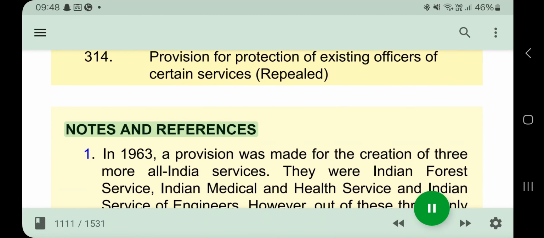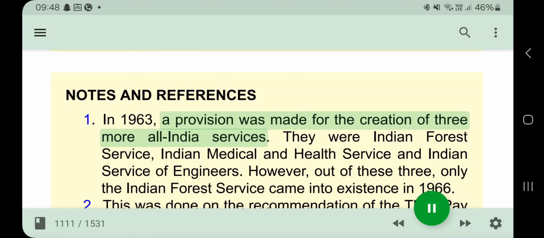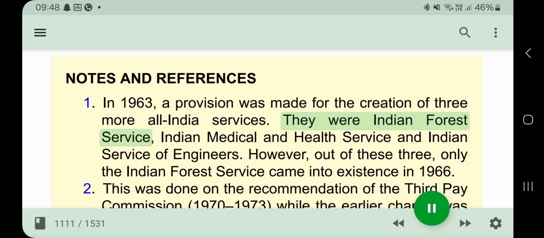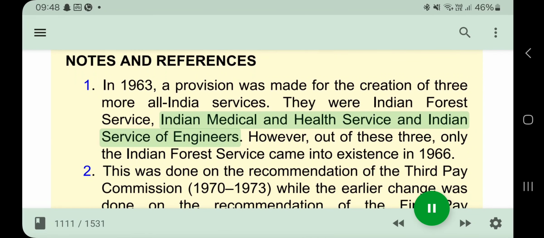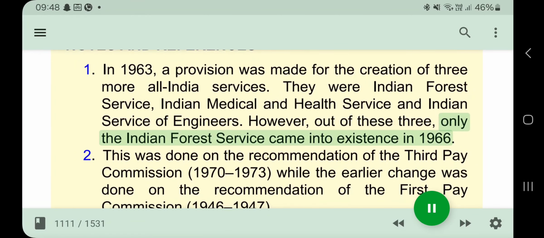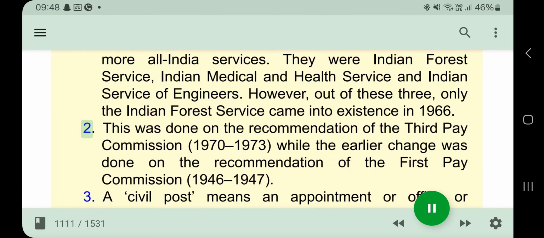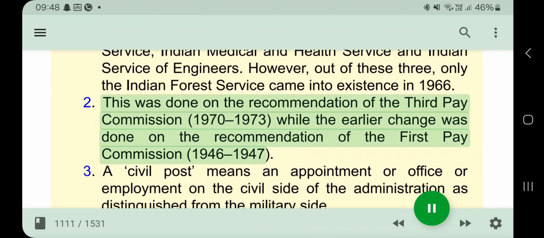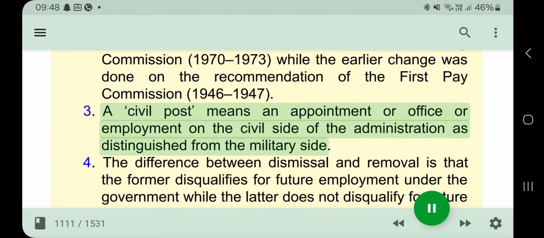Notes and references. 1. In 1963, a provision was made for the creation of 3 more All India Services. They were the Indian Forest Service, Indian Medical and Health Service and Indian Service of Engineers. However, out of these 3, only the Indian Forest Service came into existence in 1966. 2. This was done on the recommendation of the Third Pay Commission, 1970 to 1973, while the earlier change was done on the recommendation of the First Pay Commission, 1946-1947. 3. A civil post means an appointment or office or employment on the civil side of the administration as distinguished from the military side.